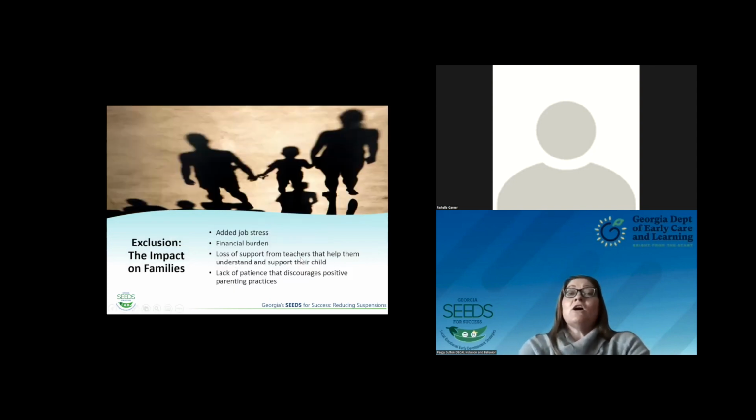So exclusionary practices also place a burden on families. And I'm sure we've seen this too. Families rely on quality early childhood programming in order to work and earn an income. And especially when we're thinking of those single parent households. For families, the impact is having added job stress and financial burdens. If you think about those suspensions and expulsions and having to come get the child and find childcare. They experience the loss of support from teachers that help them understand and support their child. And this can lead to a lack of patience and may discourage our families from using positive parenting practices.